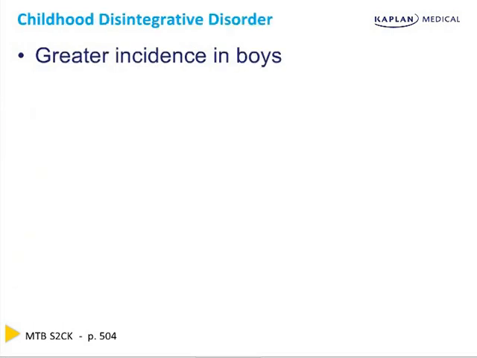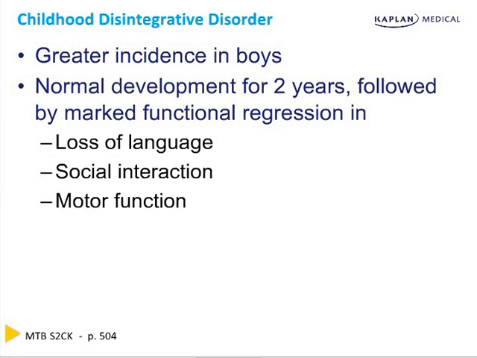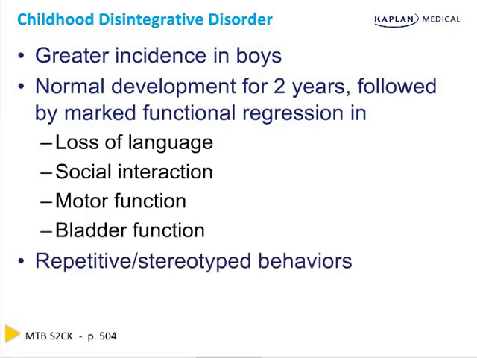So what about childhood disintegrative disorder? That's a greater incidence in boys. There's normal development for 2 years, followed by marked functional regression in loss of language, social interaction, motor function, bladder function, and there's repetitive and stereotyped behaviors. So what you want to do here is note, let's say that the pediatrician says that they're normal for 2 years and all of a sudden there's regression in all these categories. You want to rule out an infectious or an autoimmune cause and then rule in childhood disintegrative disorder, especially if there's repetitive or stereotyped behaviors involved.